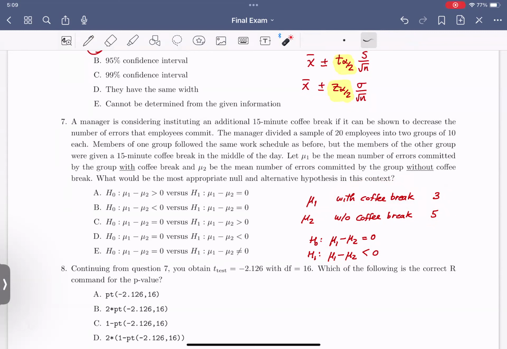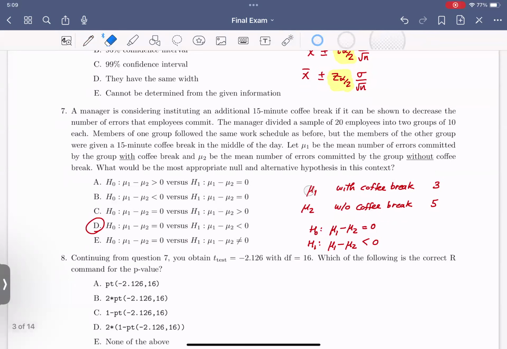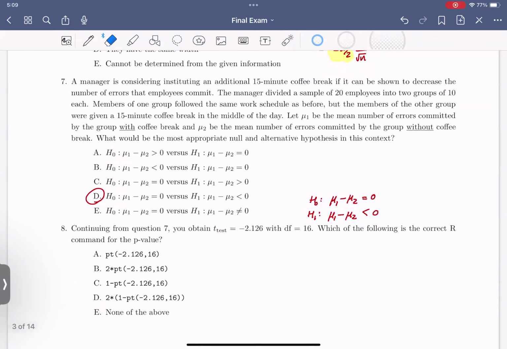Okay, so the answer here is going to be choice D, because this is the target of the question of interest. It's going to be whether the coffee break can reduce the mean number of errors committed or not. Okay. All right. So that is question 7. A little bit tough, this question, because you have to think about the English or the problem context.